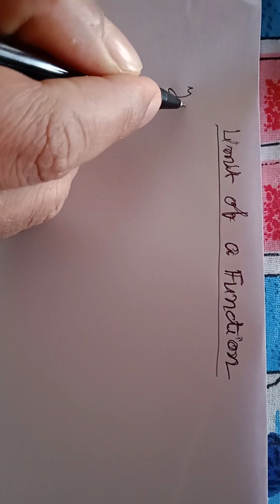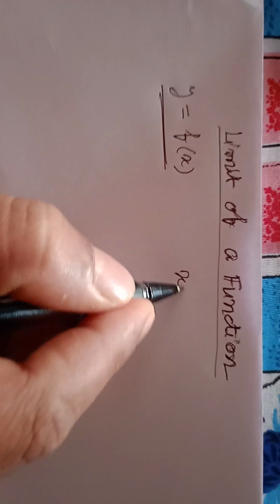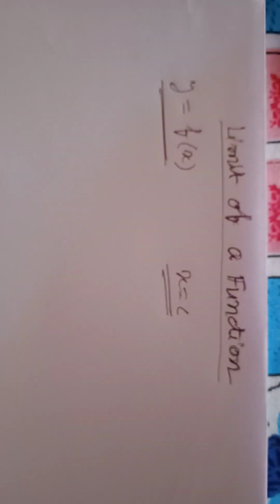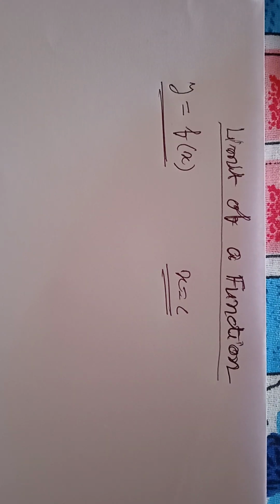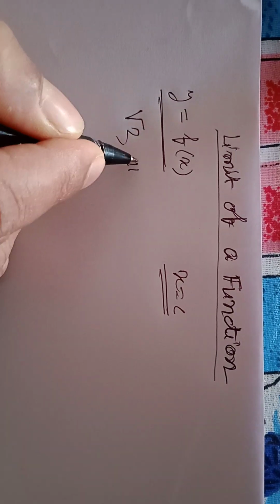Okay, today's topic is the limit of a function. Sometimes when we are using the function y equals f(x), we are interested in finding the value of the function at x equals c, near but not actually on that point. This situation occurs when we are using irrational numbers such as root 2 or pi.